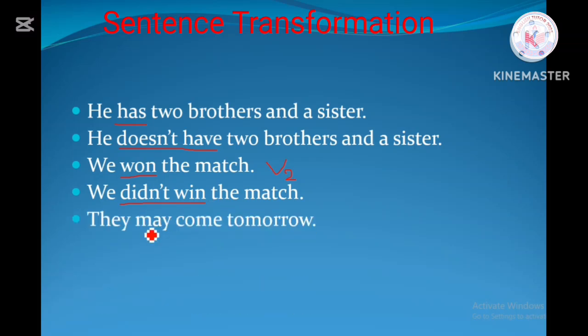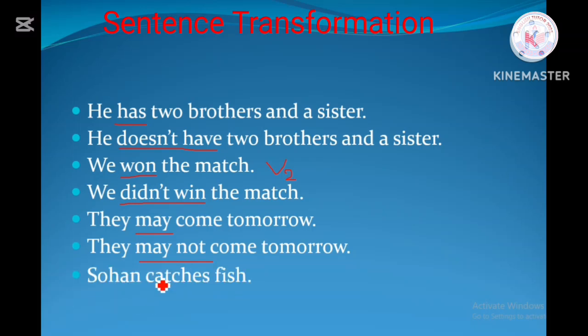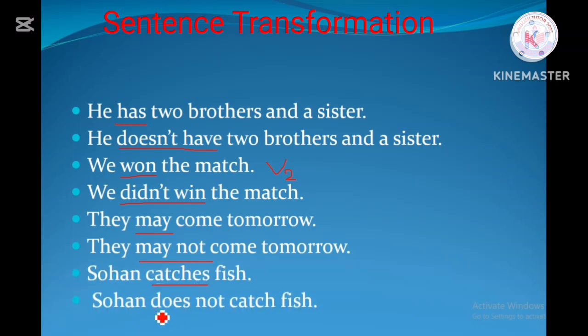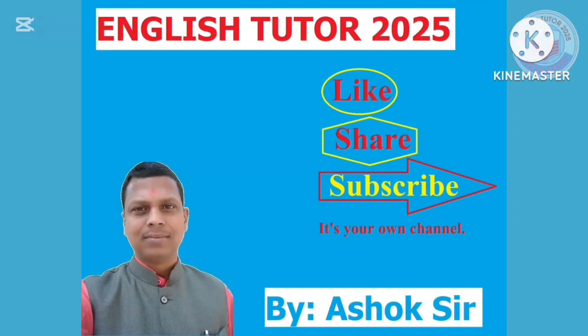Now we have: they may come tomorrow. Here may is used as an auxiliary verb. That's why we use may not. Here: Sonu cashes fish. Cashes is used as the present form of the verb, V5. That's why doesn't cash.